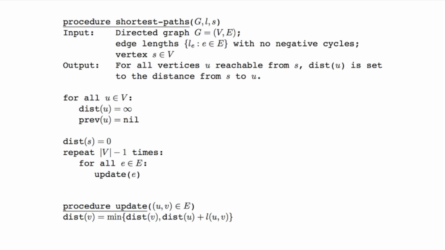We'll start with a quick look at the pseudocode. A few important notes. At most, we'll iterate v minus 1 times, and at each iteration, we'll update along all edges. Feel free to pause the video if you need more time.